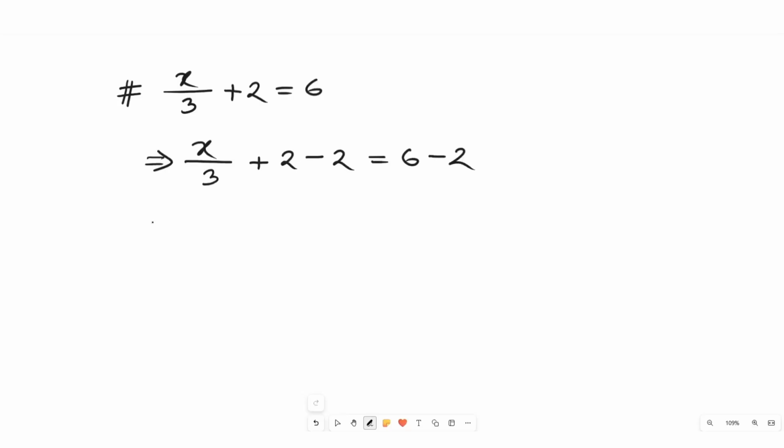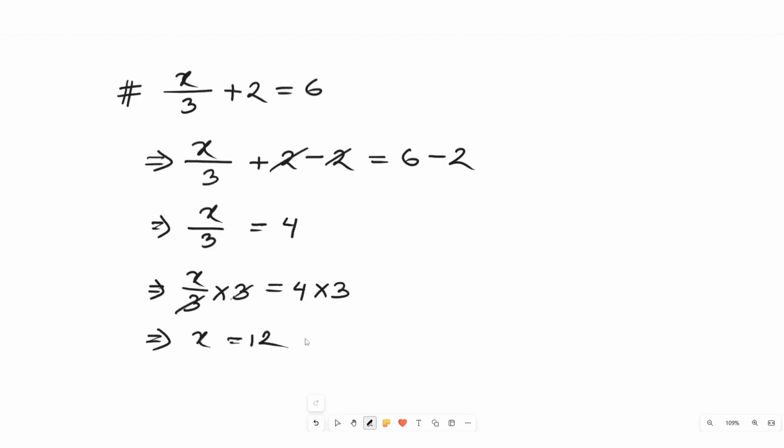Now let's see an example of an equation with a fraction. x divided by 3 plus 2 equals 6. First, subtract 2 from both sides. So we can write x divided by 3 plus 2 minus 2 equals 6 minus 2. So we get x divided by 3 equals 4. To isolate our variable x, we have to multiply both sides by 3. Now if we cancel out 3, we get x equals 3 times 4 equals 12. So our answer is x equals 12.